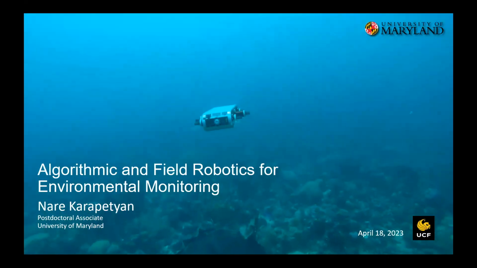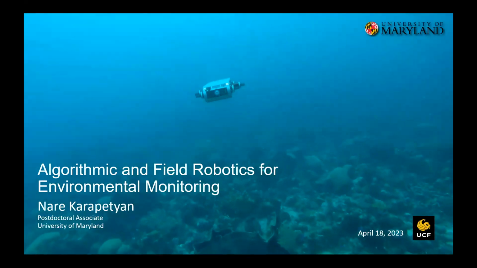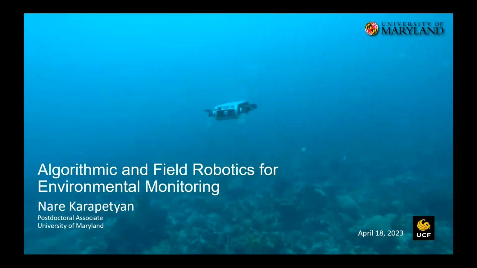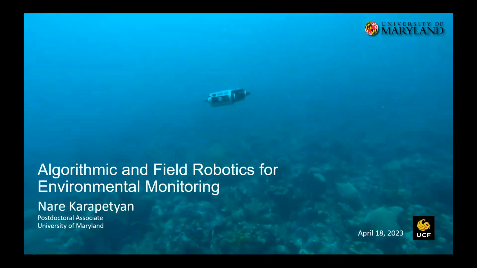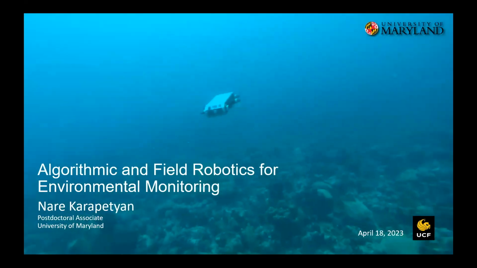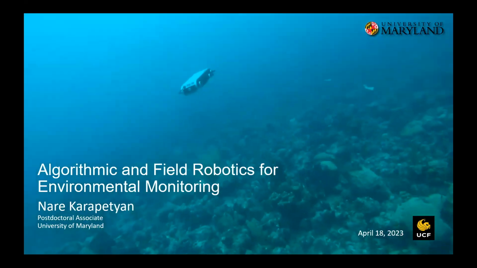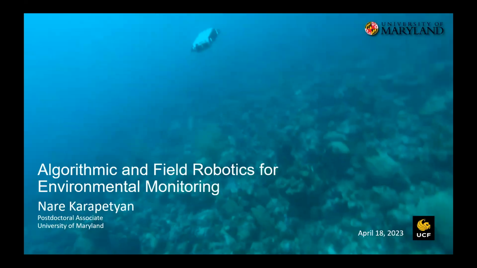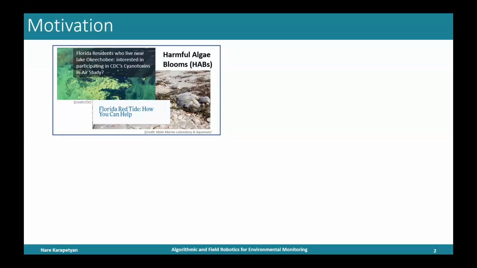I like to solve the algorithmic problems for path planning and exploration tasks that are being deployed on real field robotics systems that are actually designed for solving environmental problems. With that, so why environmental problems? Why are we interested in this?